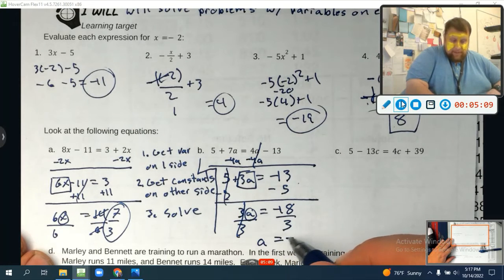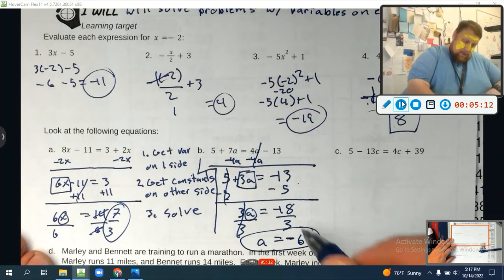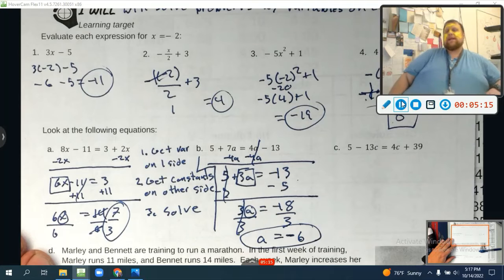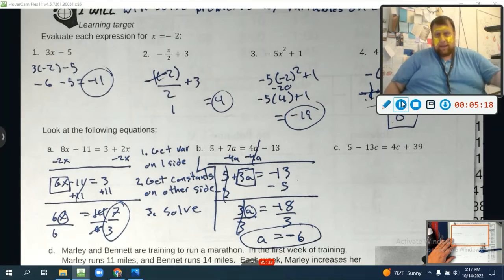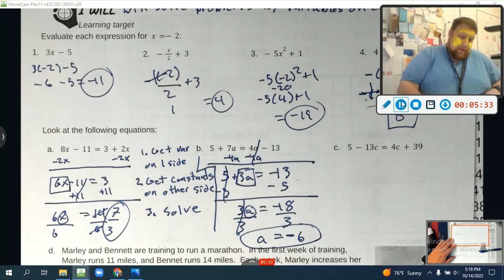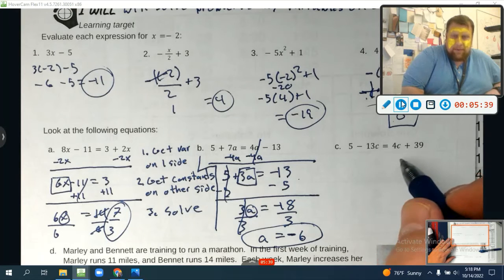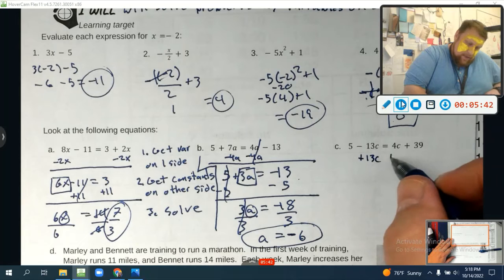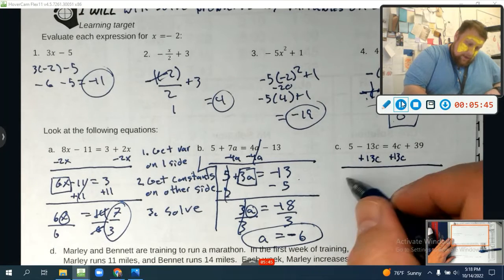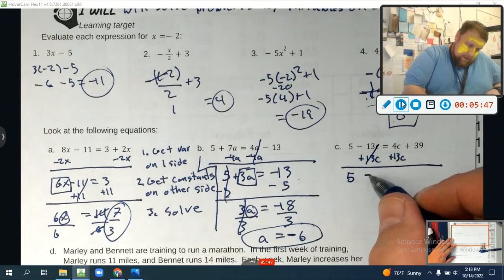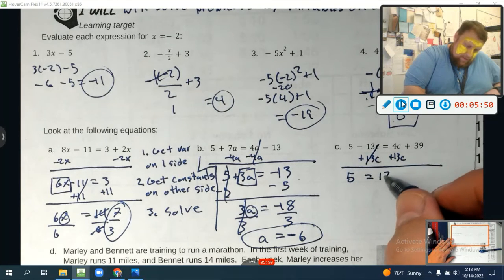All right, let's try this out. Notice that this time it's a negative 13c. I want to keep it positive, so I'm going to add 13c to both sides. Now I have 5. That's gone. Equals, and I've got 4c plus 13c is 17c plus 39. I'm going to leave that alone, so I'm going to subtract 39 from both sides. Now I've got negative 34 equals 17c. I want to solve for c, so I got to undo multiplication with division. Divide both sides by 17. And I get that c equals negative 2. Negative divided by a positive is negative. 34 divided by 17 is 2.